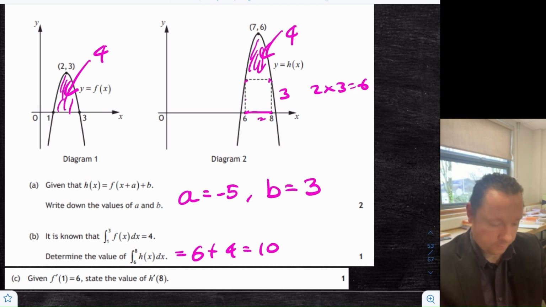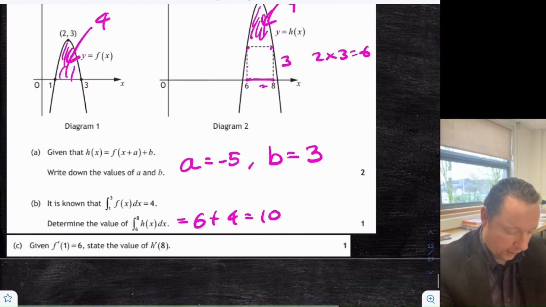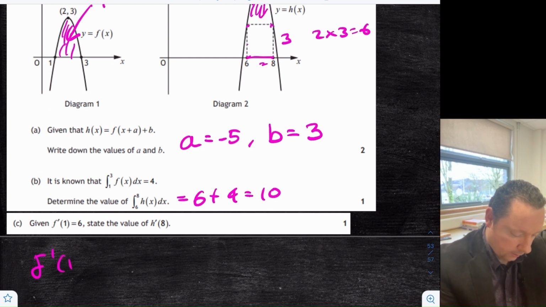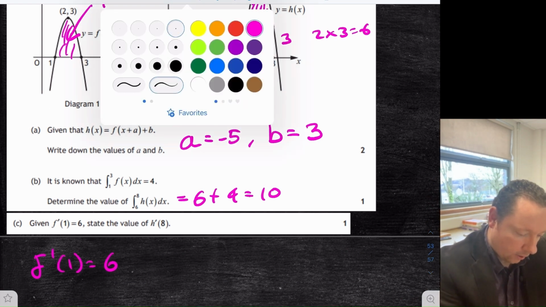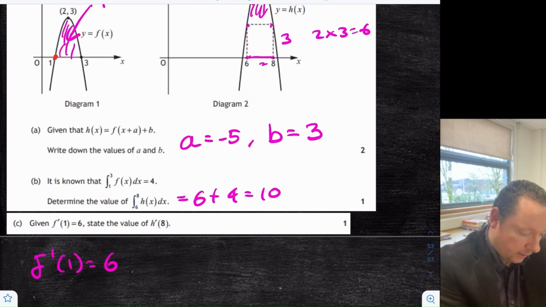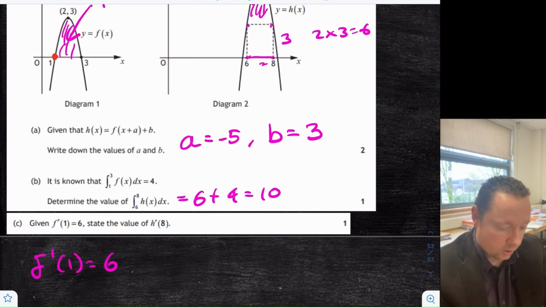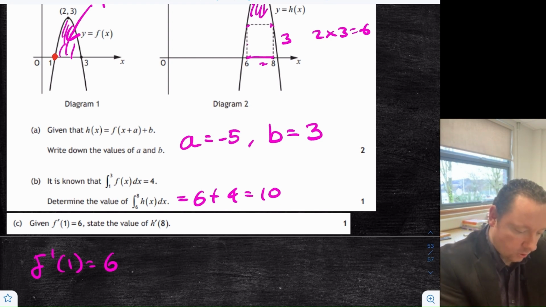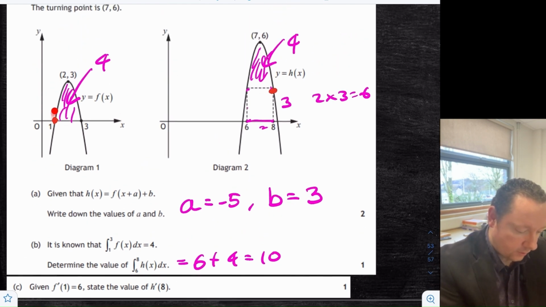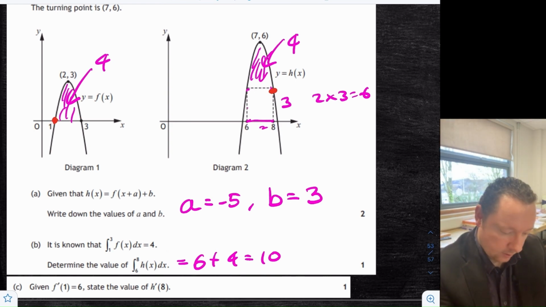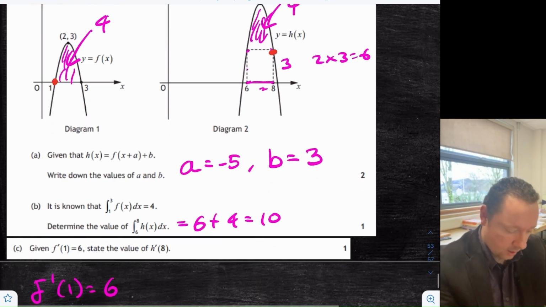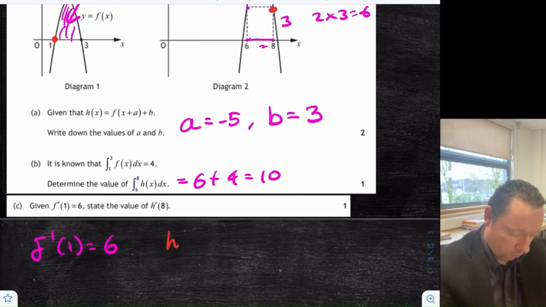And we're done there. Part C says, given that f dash of 1 equals 6, what's h dash of 8? f dash of 1 equals 6. Let's just use a different colour pen now. That means that the gradient of the tangent at this point here equals 6. And it's asking us, what is the gradient of the tangent at 8? Well, at 8 on h of x, that would be this point here. It's a mirror of this, so it's sloping down the other way. So it's just minus 6, because it's just the other side of the graph. So h dash of 8 equals minus 6, and we're done there.